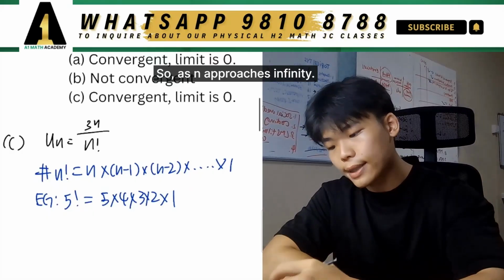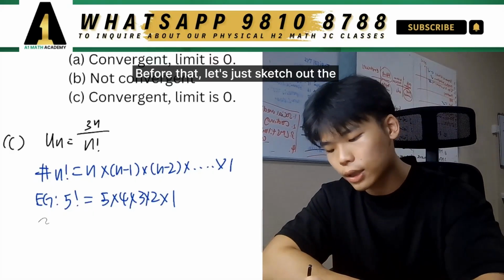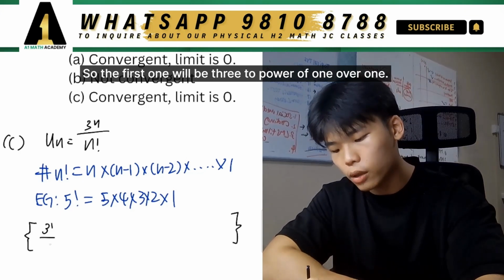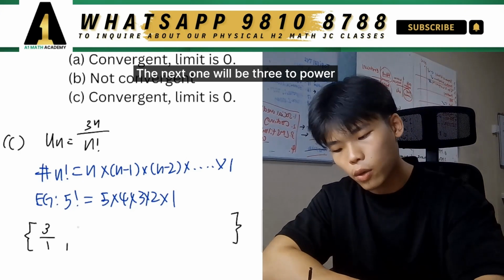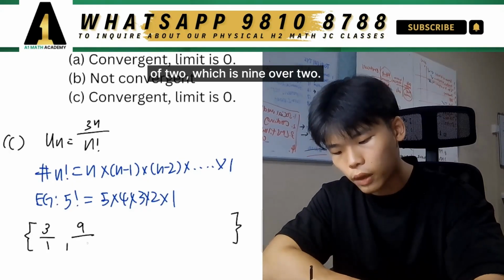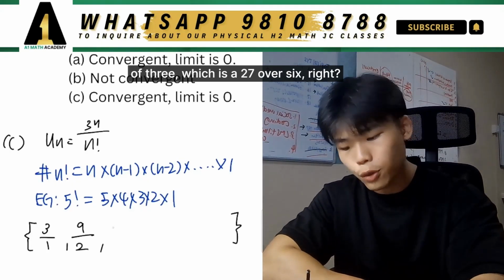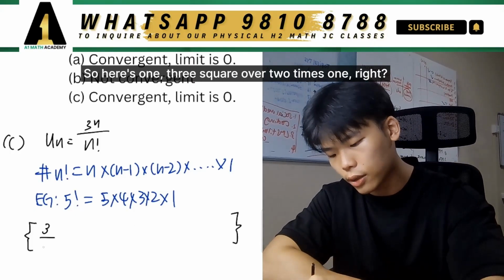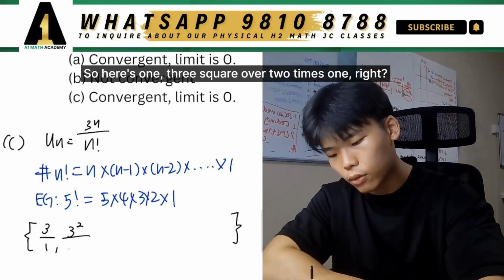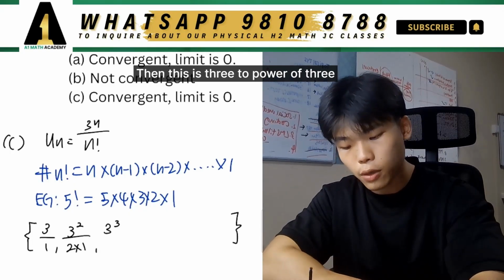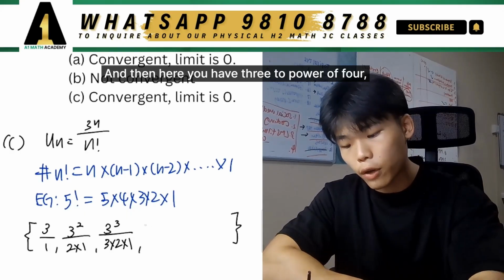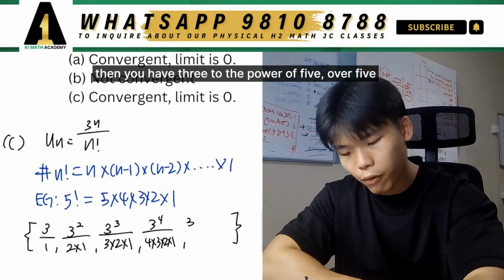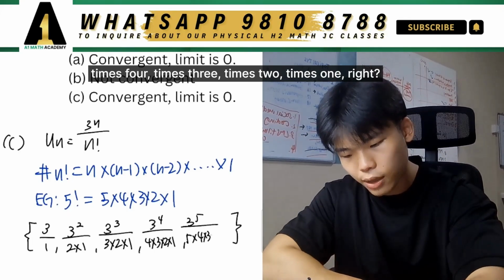So as n approaches infinity, before that, let's just sketch out the sequence to figure out how it looks like. The first one will be 3^1 over 1, so I'm just going to write it as 3. The next one will be 3^2, which is 9, over 2. The next one will be 3^3, which is 27, over 6. Maybe I write it in the same sequence: so here's 3 over 1, 3^2 over 2 times 1, then this is 3^3 over 3 times 2 times 1, and then here you have 3^4 over 4 times 3 times 2 times 1. And then you have 3^5 over 5 times 4 times 3 times 2 times 1.